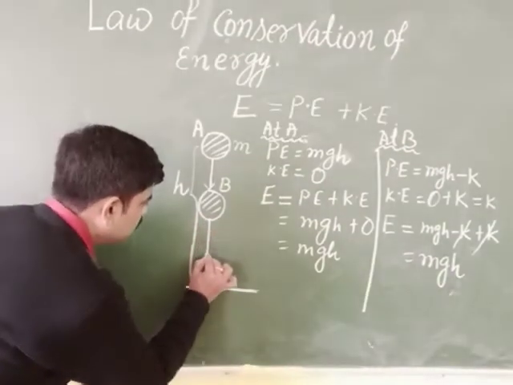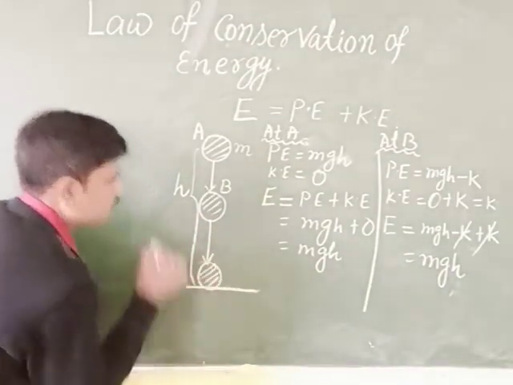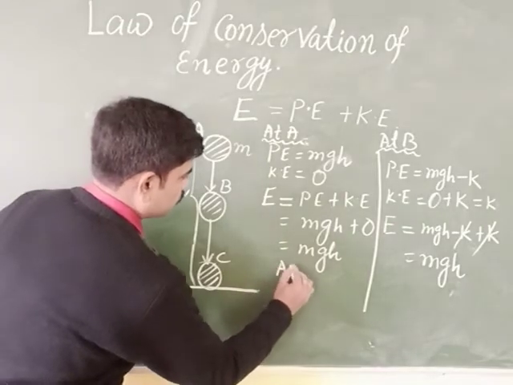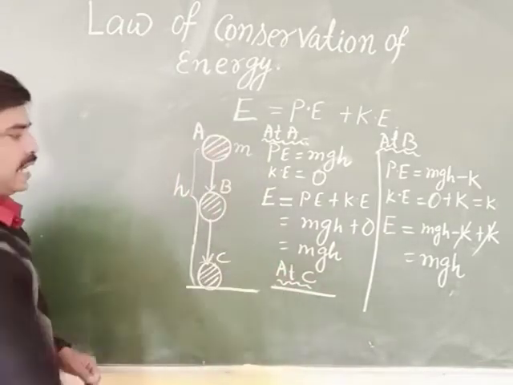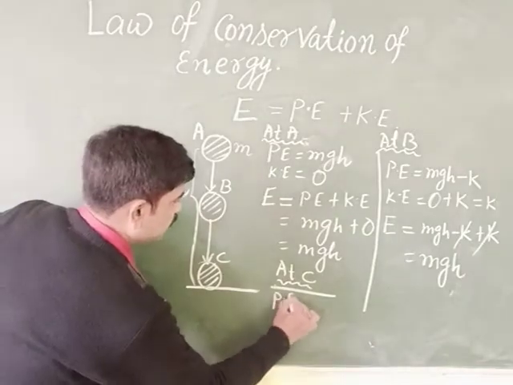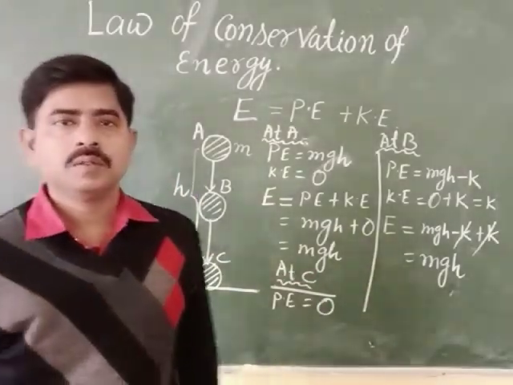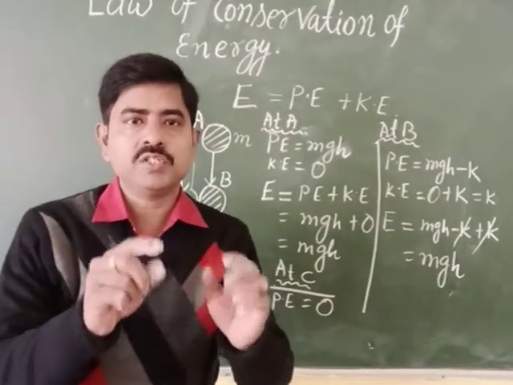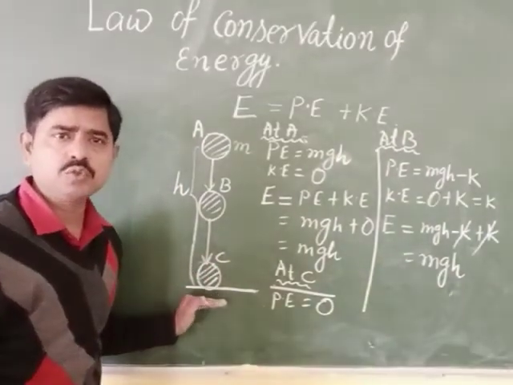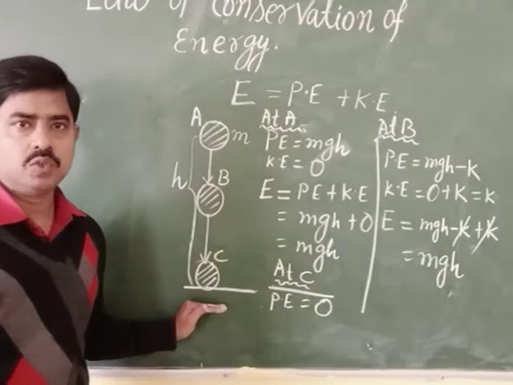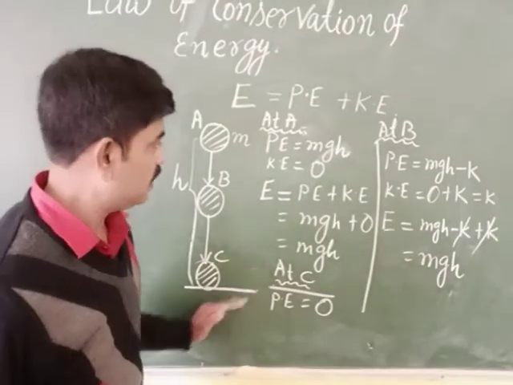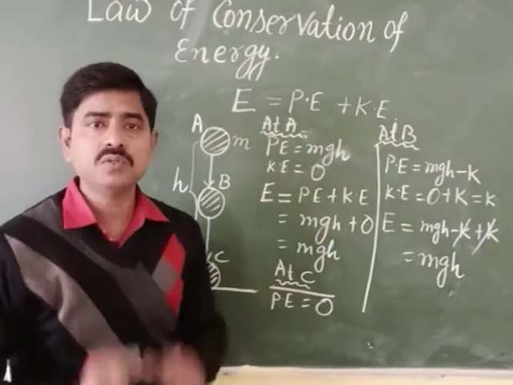Now, again consider the body reaches the ground. This is position C. At C, when the body comes to the ground, its potential energy becomes 0. It means its total potential energy is converted into kinetic energy. When the body is just about to touch the ground, it has maximum velocity, so it will have maximum kinetic energy. Again, the question will arise from where it gets the kinetic energy. Actually, the whole potential energy is converted into kinetic energy.